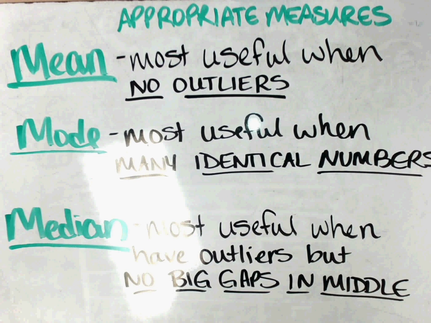Okay, now the best time to use your median is whenever there are outliers, at least one, maybe more, but there's no big gaps right in the middle of the data. Okay, so these are the three central tendencies and the best times to use them. So let's look at an example here.